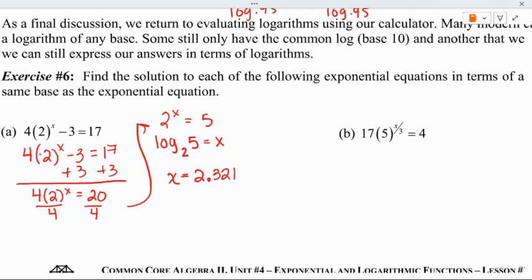Okay, so we're trying to get the power all by itself, right? We have to get this guy all by itself. So the first thing that we're going to do is divide both sides by 17. So 5 to the 1/3 x power, maybe it'll help you to see it like that, equals, I'm going to just leave it as 4/17.